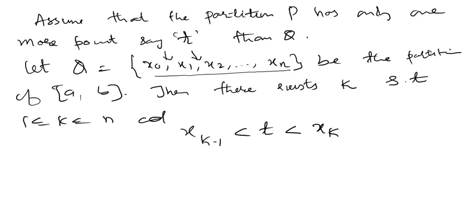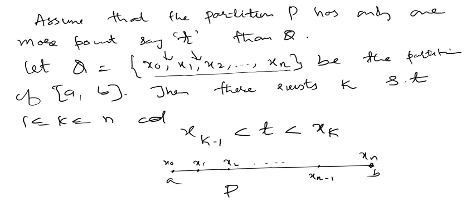तो आपने सपोज ये पार्टीशन ली है AB की. This is x0, then we have x1, then x2, and similarly up to xn-1, and then here xn. तो ये पार्टीशन Q है. अब P पार्टीशन में एक पॉइंट एक्स्ट्रा है, and it lies between these two points xk-1 and xk. They are the partition points of Q, and they are also the partition points of P. P में Q के सारे पॉइंट्स हैं और एक पॉइंट एक्स्ट्रा है, that's t.